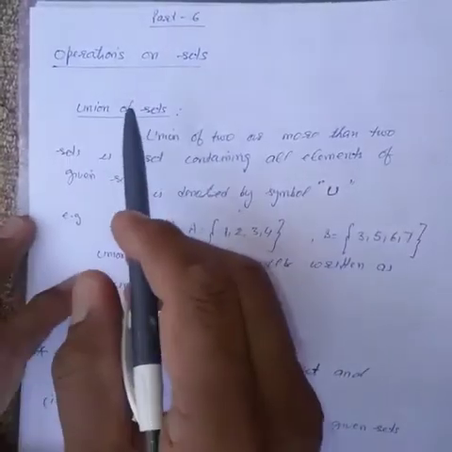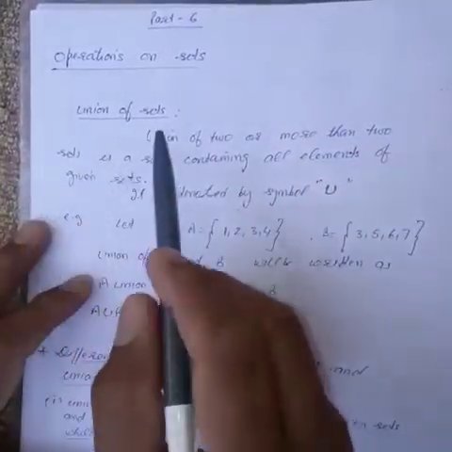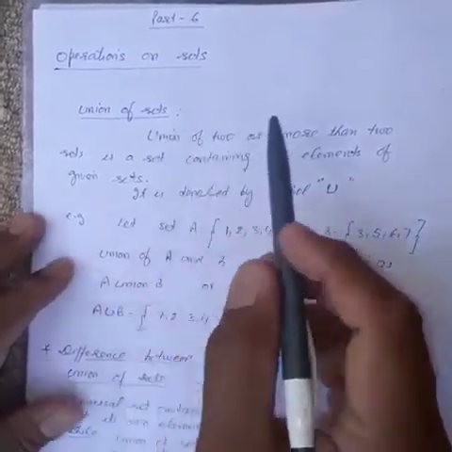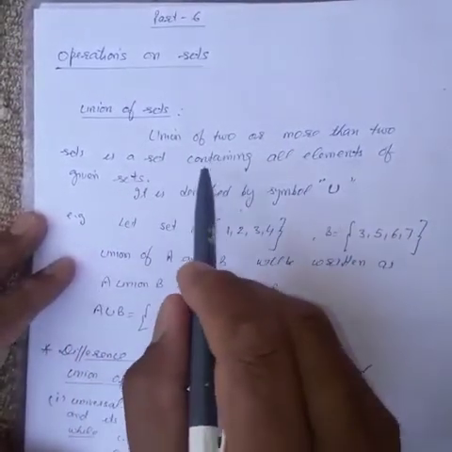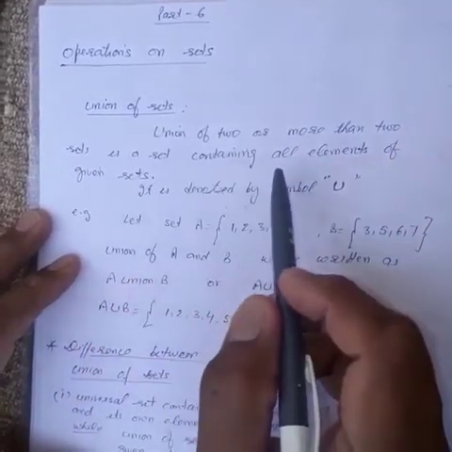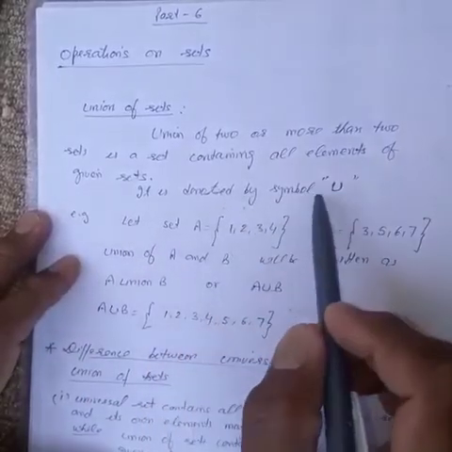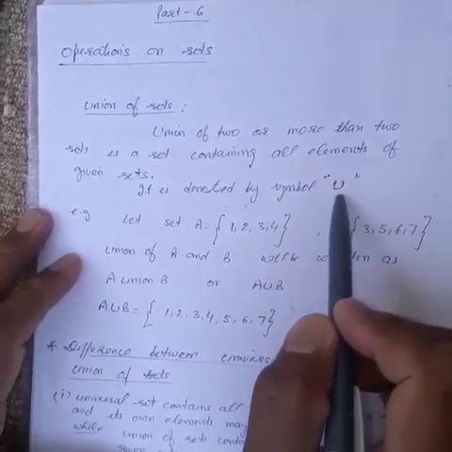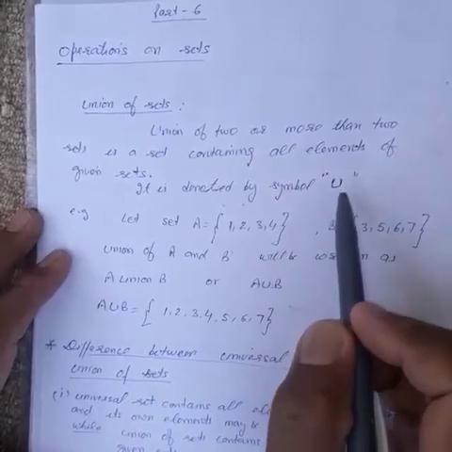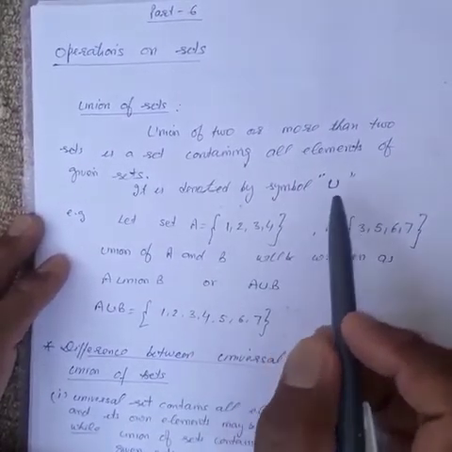Today we will discuss various operations on the sets. Now the first operation is union of the sets. Union of two or more than two sets is a set containing all elements of the given sets. It is denoted by the symbol ∪. The symbol is similar to the symbol which we have previously used for the universal set, but there is a lot of difference, we will discuss later on.